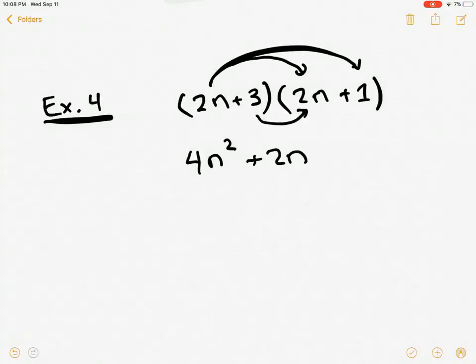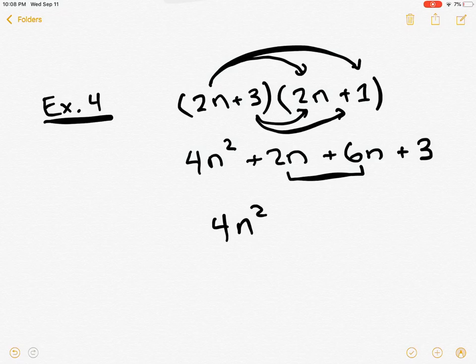Our inside two terms, a positive 3 times a positive 2n: 3 times 2 gives us a positive 6n. And then finally, our constants, 3 times a positive 1 gives us a positive 3. Again, we'll combine our like terms, and our trinomial at the very end, 4n squared plus 8n plus 3, is your result.